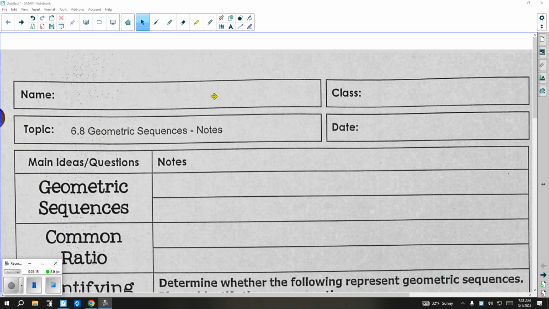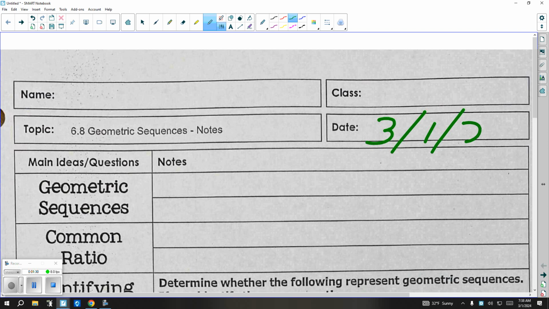But if you can multiply or divide, you're going to be good, okay? So this is Friday. What is this? This is algebra, but today's date is March 1st. Looky there. Way to go.